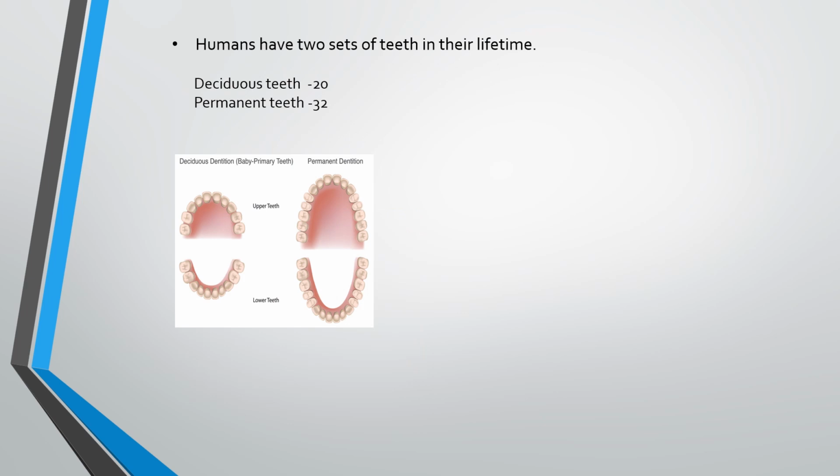Humans have two sets of teeth in their lifetime. They are deciduous dentition and permanent dentition. Deciduous dentition consists of 20 teeth and permanent dentition consists of 32 teeth.